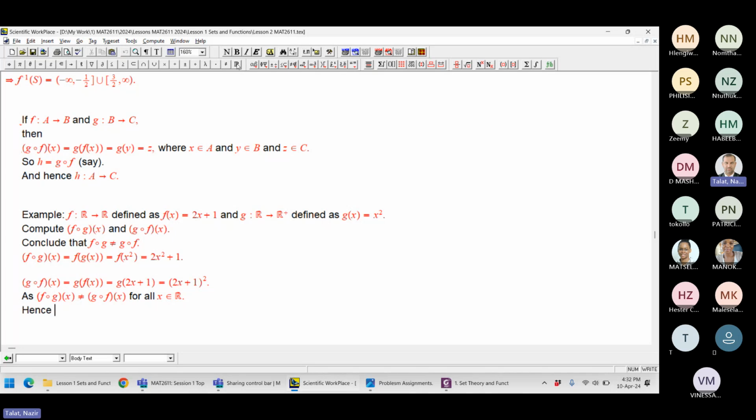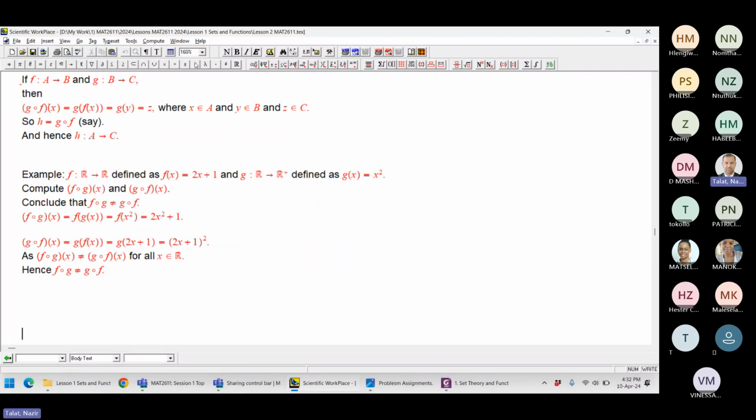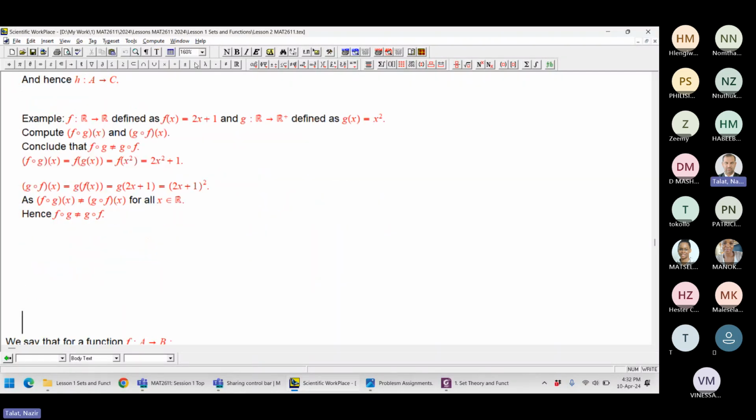Hence, we can conclude that the composition f o g is not equal to g o f. So this is basically the relation between these.